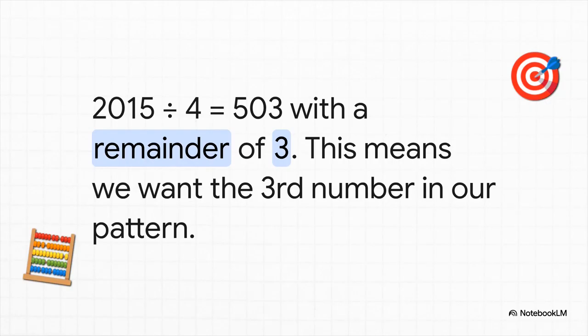That remainder of 3, that's our golden ticket. It tells us that the answer is going to be the third number in our repeating pattern. And the third number in our cycle of 2, 4, 8, 6 is 8. And that's it. That's our answer. A simple little pattern just solved a problem that was impossibly huge.